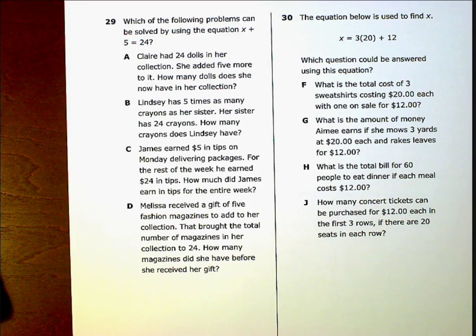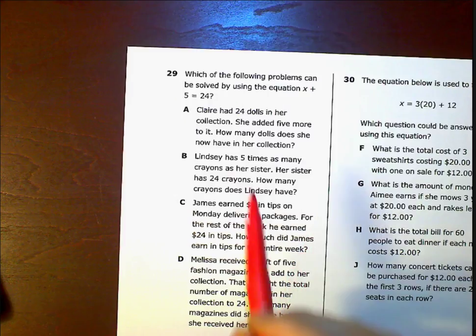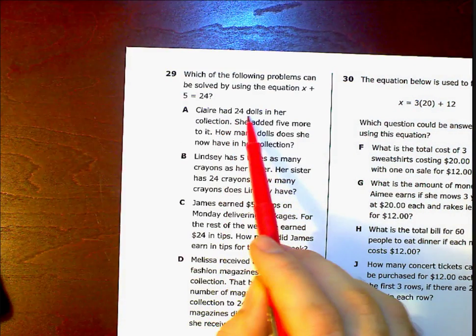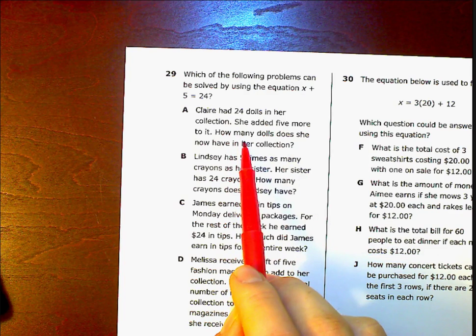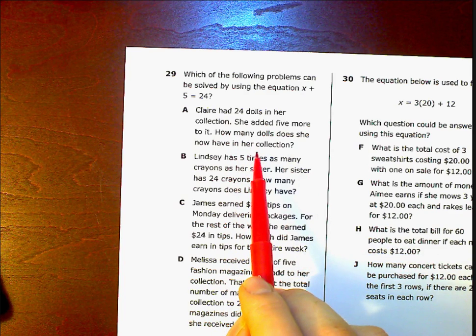Number 29. Which of the following problems can be solved by using the equation x plus 5 equals 24? Let's go down the answers. So looking at A, Claire had 24 dolls in her collection. She added 5 more to it. How many dolls does she now have in her collection?